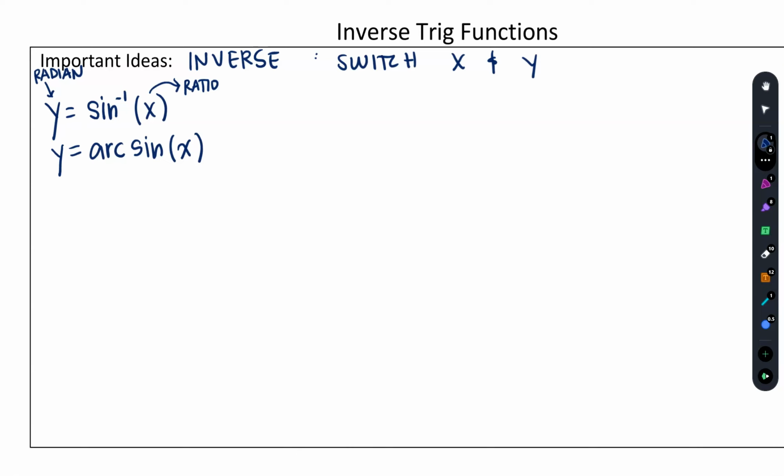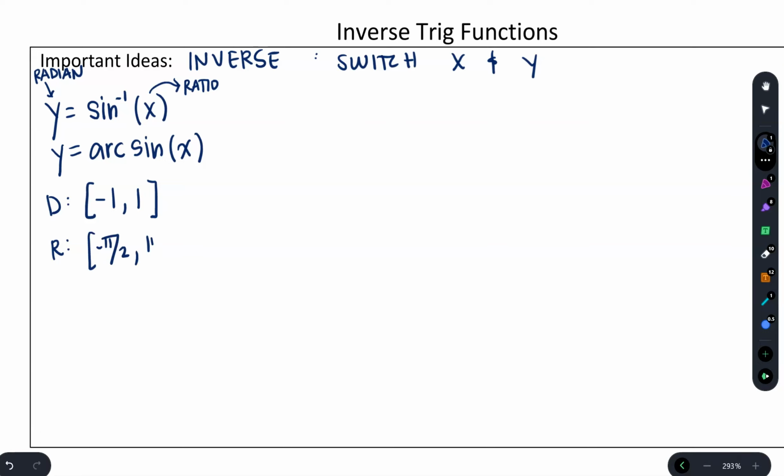Good deal? All right, so the domain of your inverse sine function is going to be -1 to 1. Your range of your inverse sine function is going to be negative pi over 2 to positive pi over 2. Okay. So if I were to graph this, what values would be on the x-axis? I would go from -1 to +1 over here.